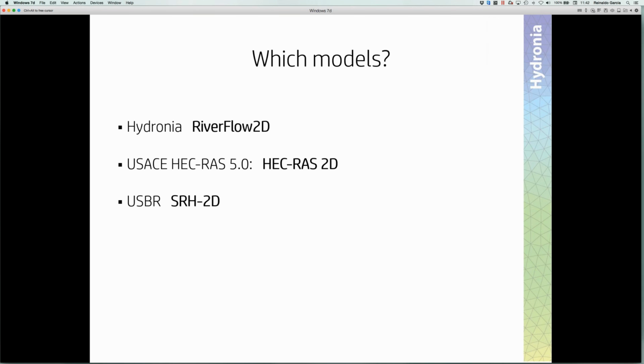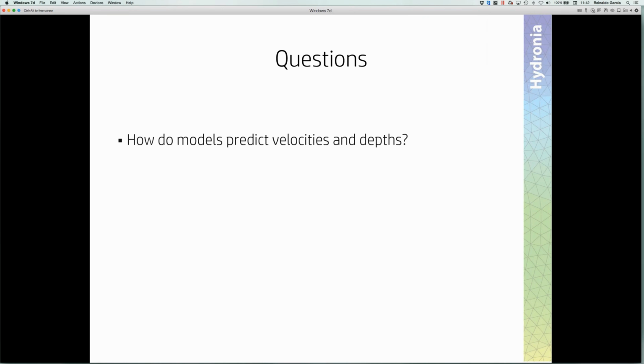Now, which models have we selected? Well, first, as I said, RiverFlow2D, and HEC-RAS 2D, we'll call it HEC-RAS 2D. It's been called HEC-RAS 5.0. But the main focus here is to understand that we are using the model as a two-dimensional model, even though some of the models may have other capabilities that are not two-dimensional. And then the US Bureau of Reclamation SRH-2D, which is also a two-dimensional model that is free.